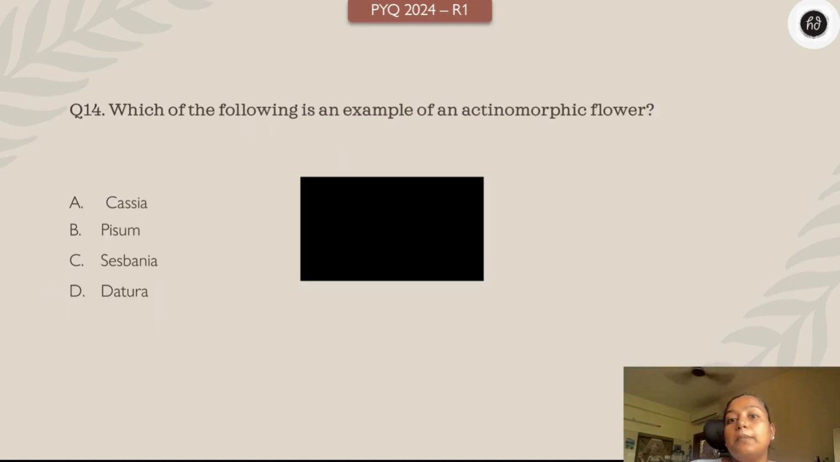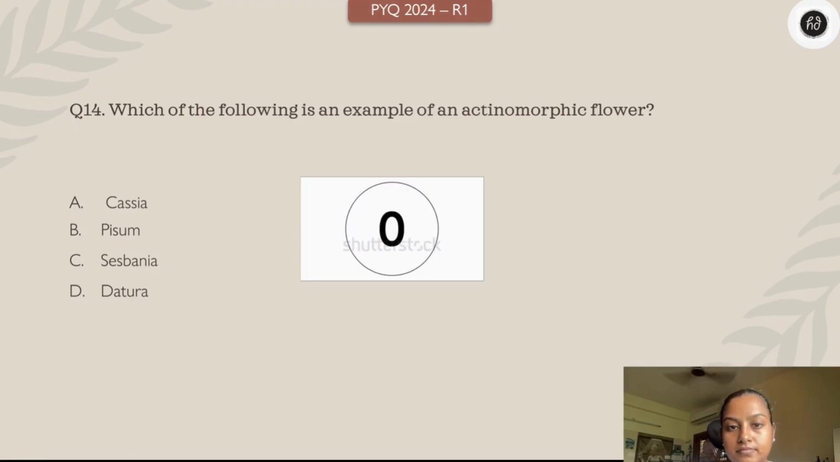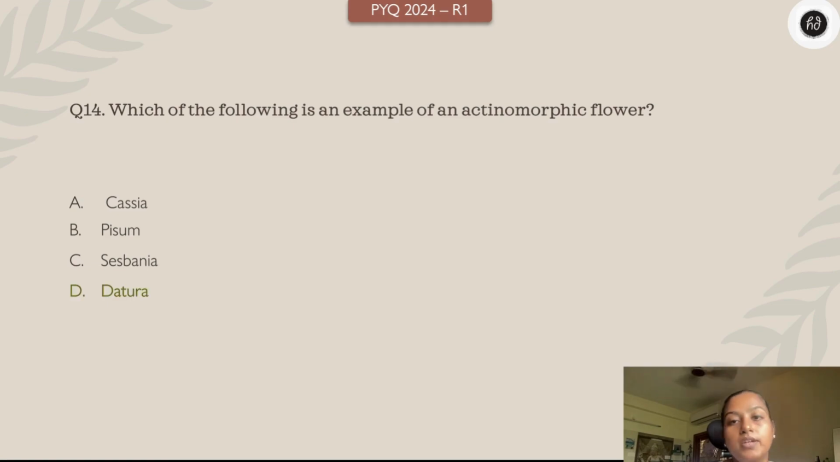Which of the following is an example of actinomorphic flower? For that, you have to know the meaning of actinomorphic. So, come on, it's an easy question. A. Cassia, B. Pisum, C. Sesbania, D. Datura. Your time starts 3, 2, 1 right now. Great, here goes the answer, Datura.